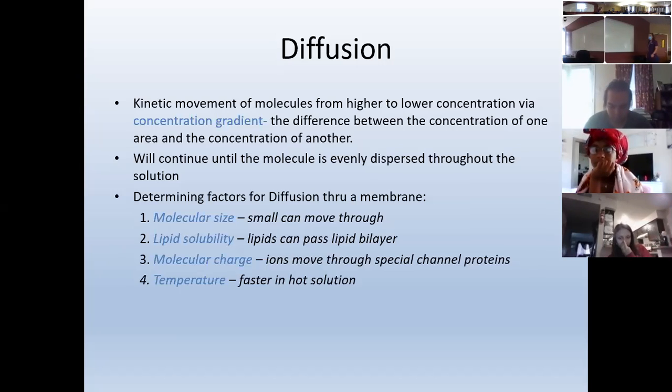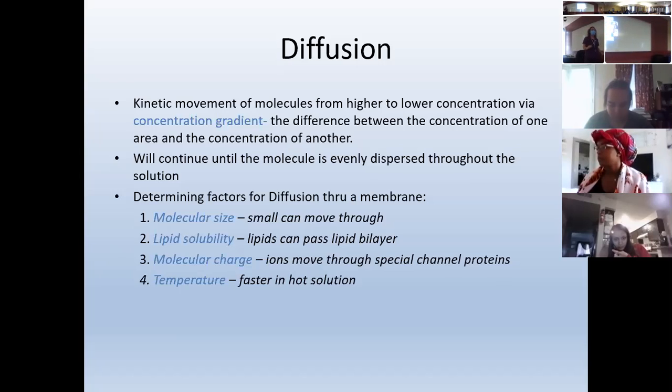All right, so we have passive ways of getting stuff in. We have active ways of getting stuff in. Passive simply means we don't need to use any energy. We don't need any ATP. It's going to happen just because it's going to happen. I don't need anything in order to make it happen.